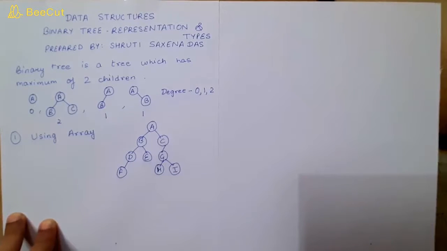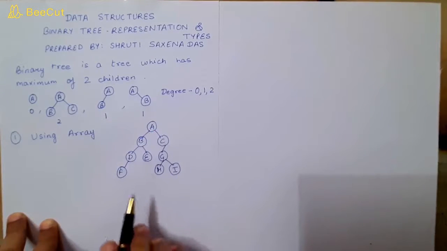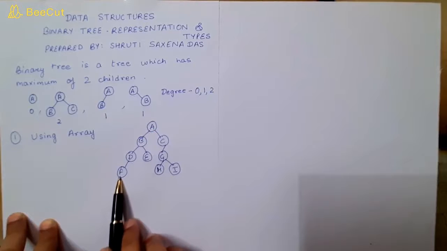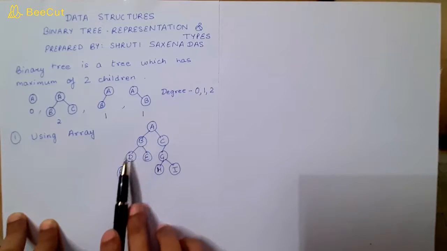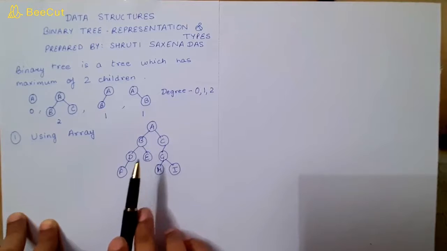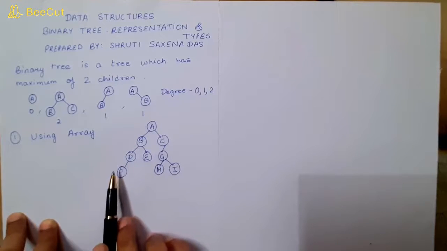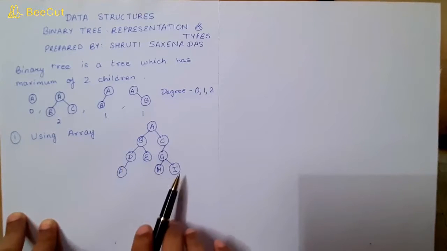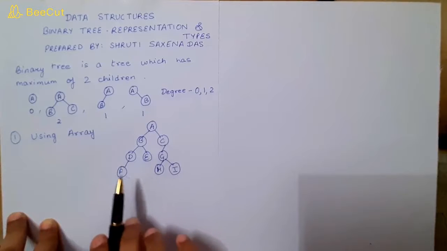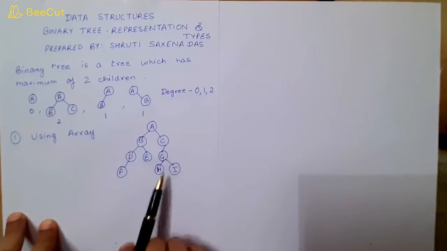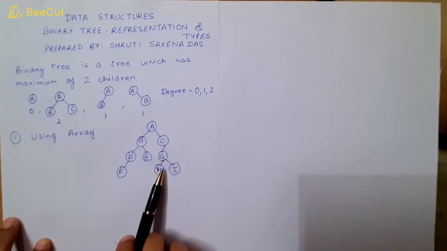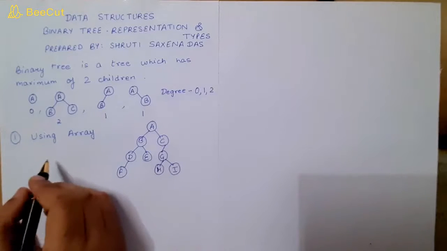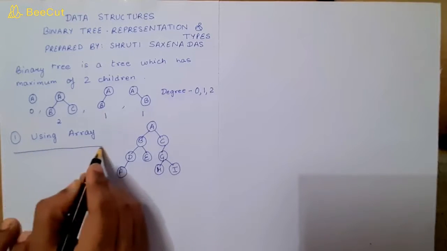This is a binary tree because each of the nodes has either 0, 1 or 2 children. For example, F is a leaf node, it has 0 children. Then B has 2 children. Then D has 1 child. So every node has either 0, 1 or 2 children, so this is a binary tree. Now how to represent this using an array?